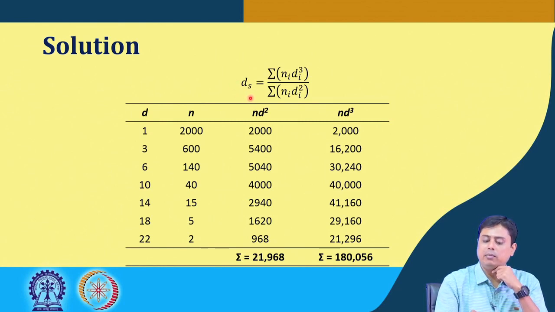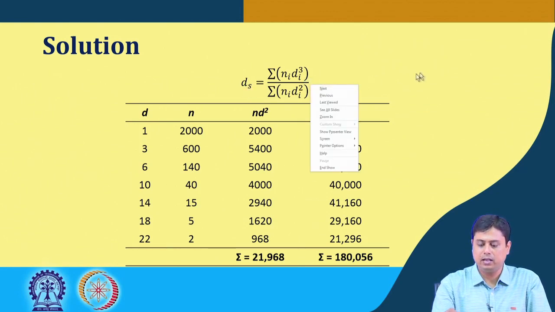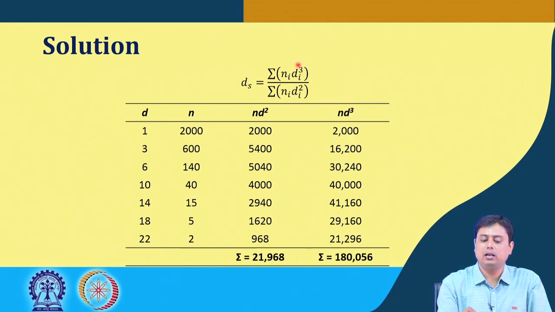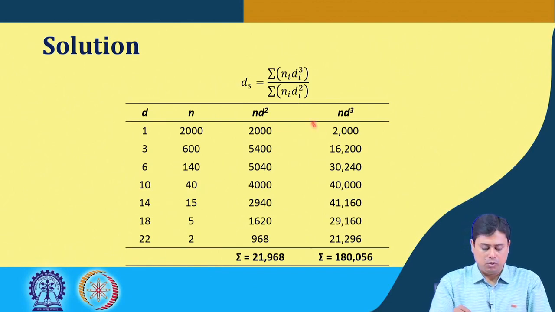In the last problem I showed you the definition of d_s with respect to mass fraction x_i, but here d_s is given in terms of number distribution. Both these expressions are identical, but it is in converted form, from n to x. So this value we have to calculate again, and here you can see that d and n are given, so we can easily calculate this value and this value.